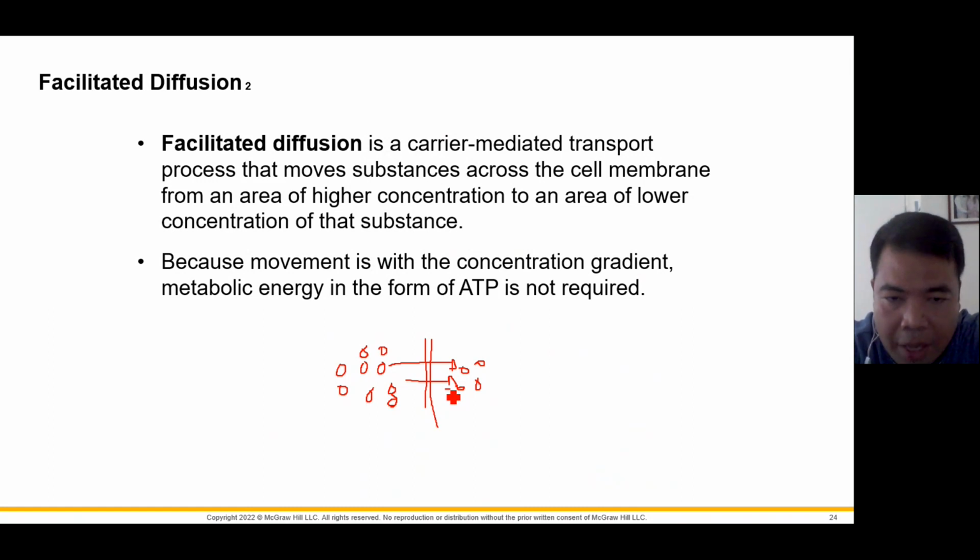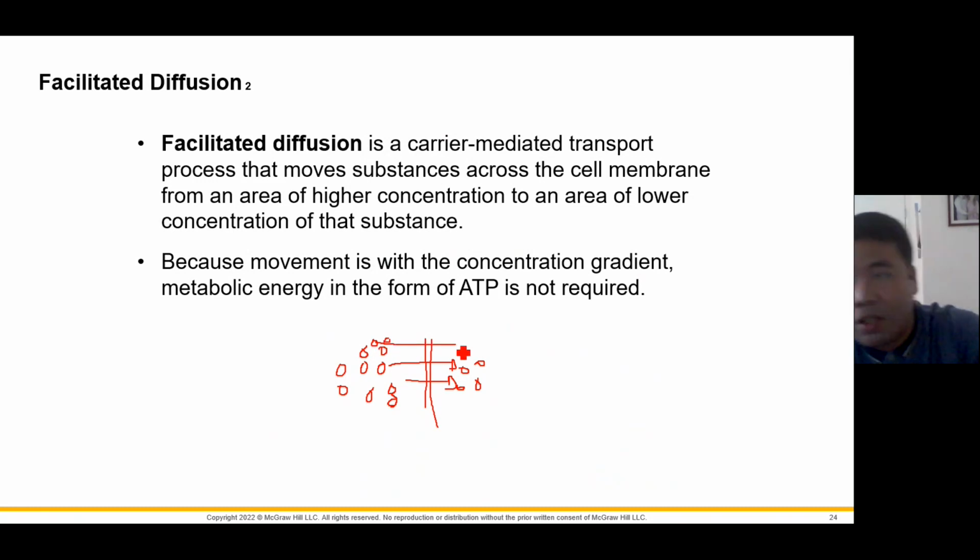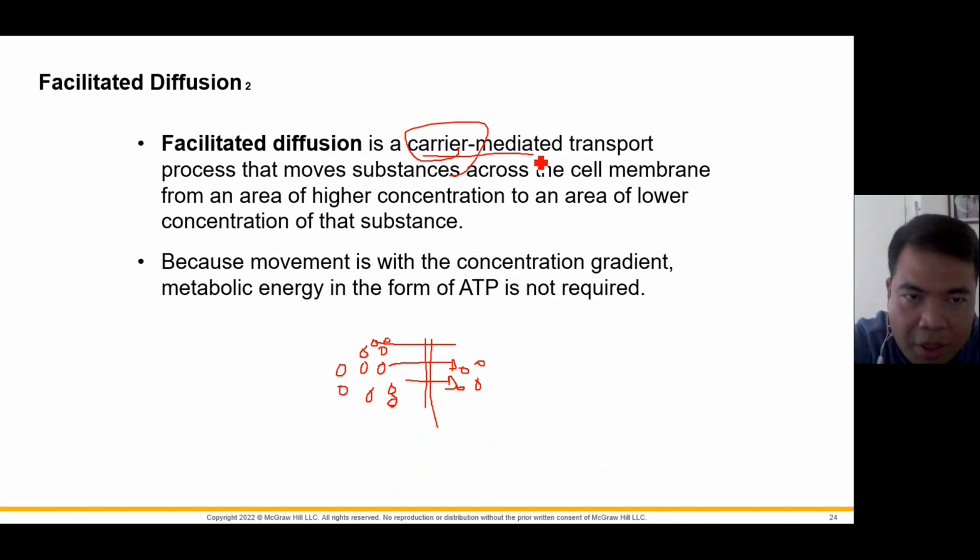The only difference is that, as we said earlier, molecules like oxygen and carbon dioxide simply diffuse across the cell membrane by passing through, as if they were slipping through a wall. That is simple diffusion. But in the case of glucose and sodium, they need a carrier. That's why their transport is carrier mediated, and that is called facilitated diffusion.